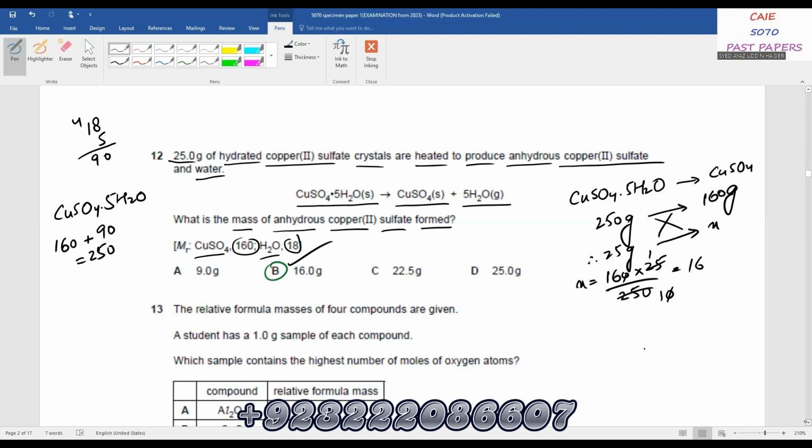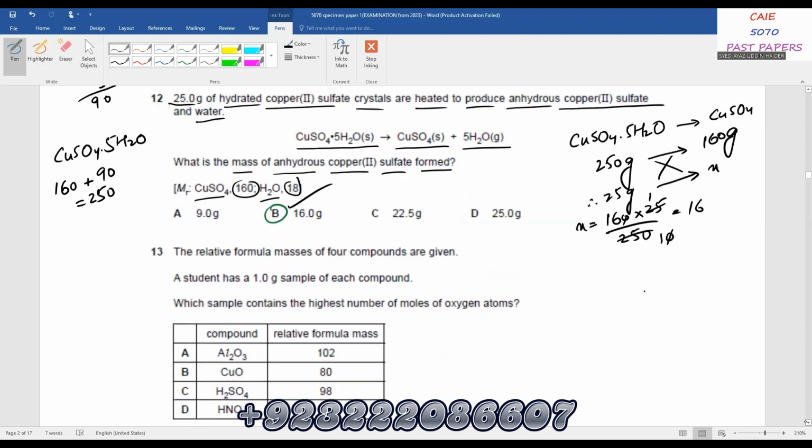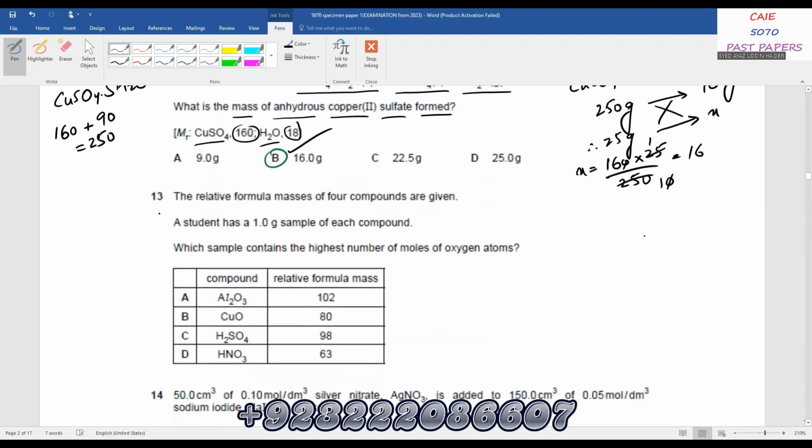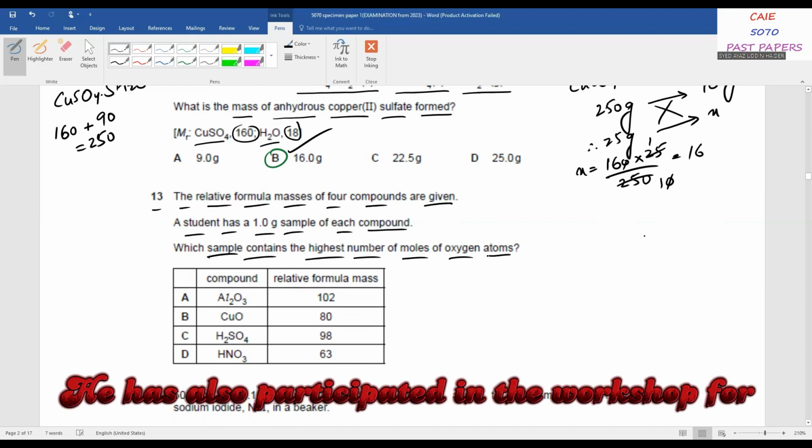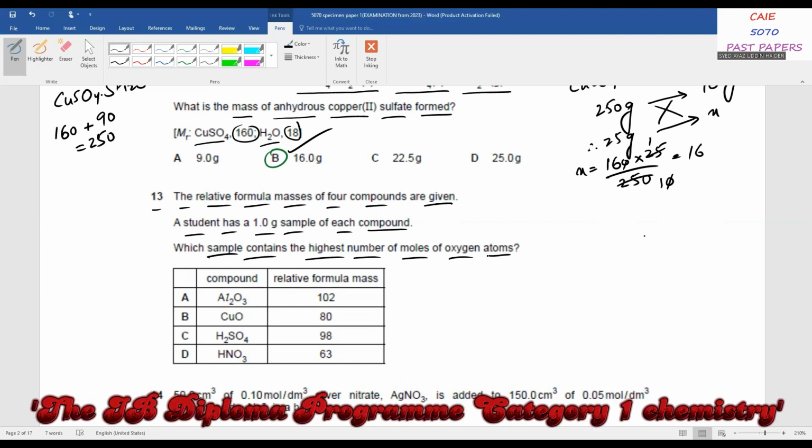Multiple choice. Number 13. The relative formula masses of 4 compounds are given. A student has a 1 gram sample of each compound. Which sample contains the highest number of moles of oxygen atoms? Relative formula mass for each compound is given. So what I will do, I will convert all these relative formula masses into moles. So it will become easier for us to calculate the highest number of moles of oxygen atoms in one of these compounds.